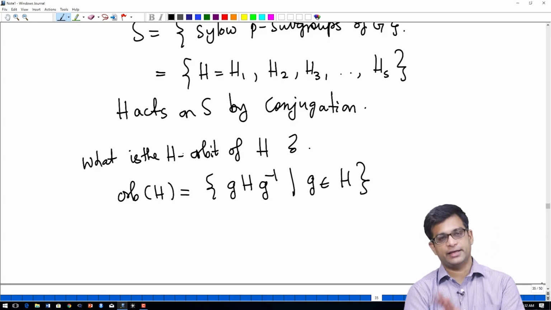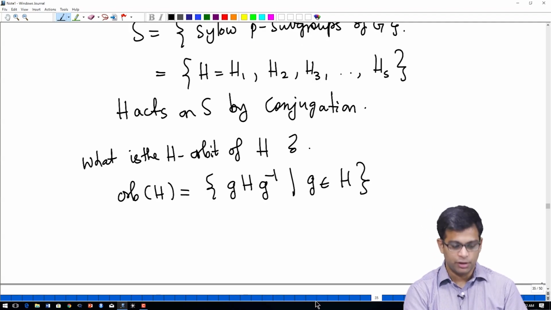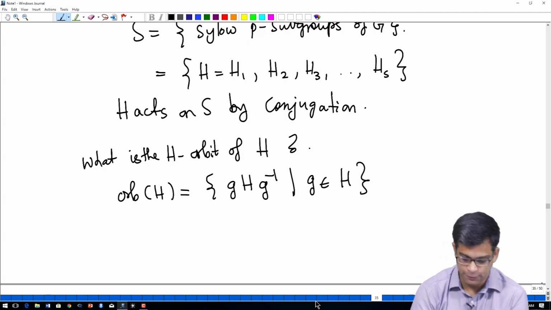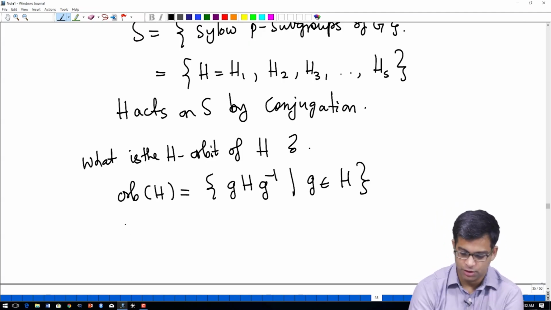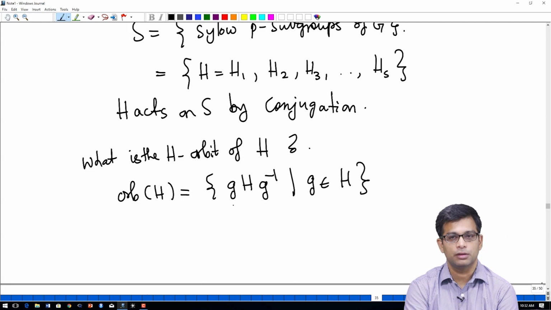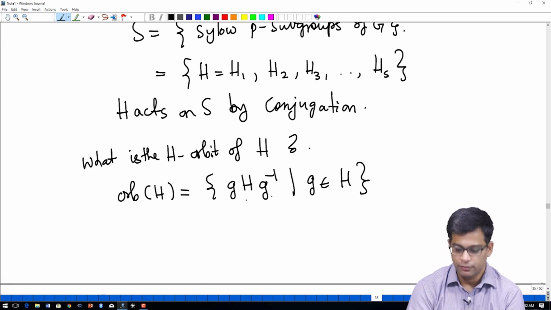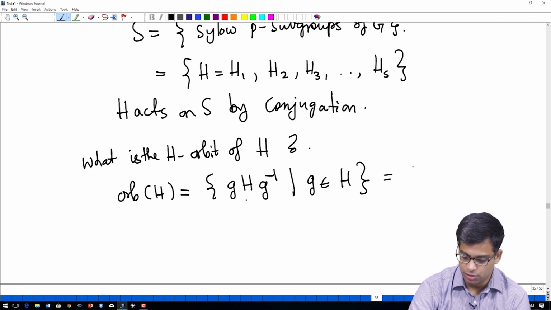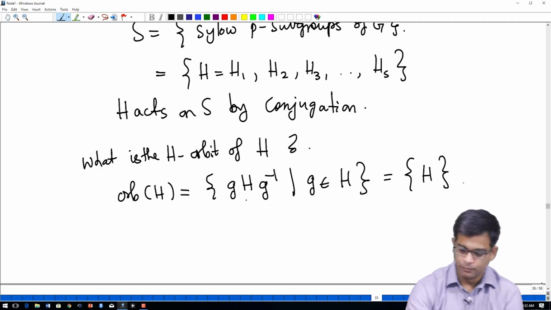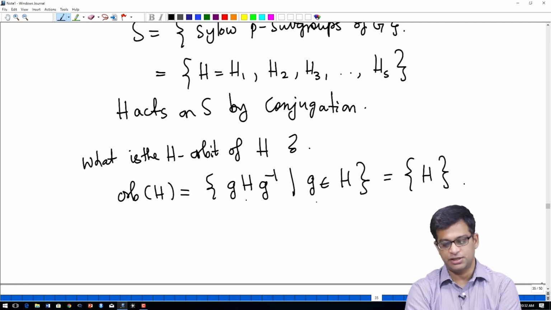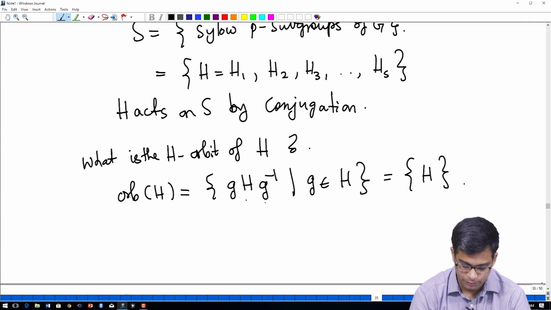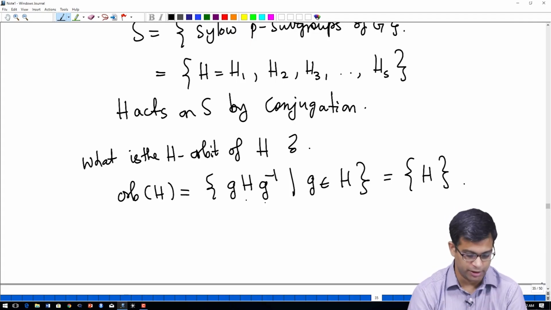Remember, I am no longer interested in the action of G. What happens outside H is of no concern for me. I am only interested in the H orbit of H. What is the H orbit of H? It is all groups of the form G H G inverse where G is in H, but this is exactly H, right, because if G is in H, G H G inverse is H. So, the orbit of H is just the singleton H.